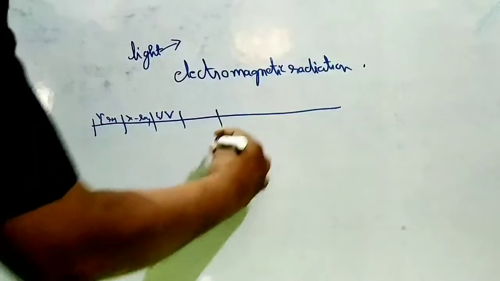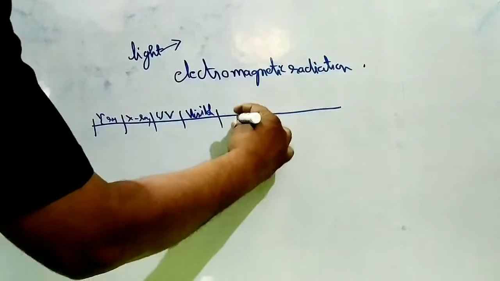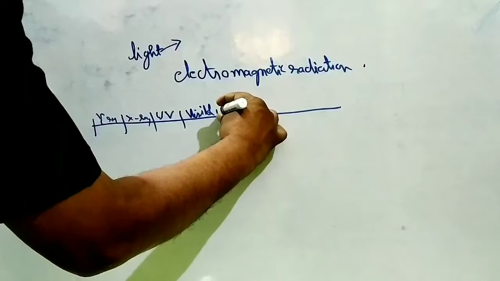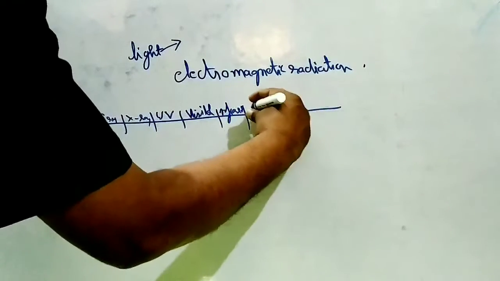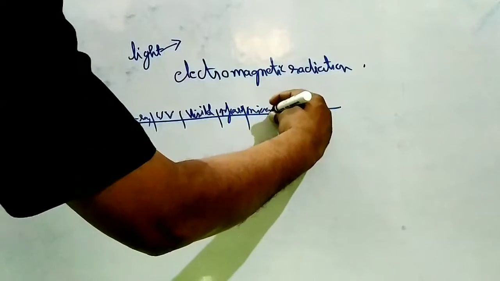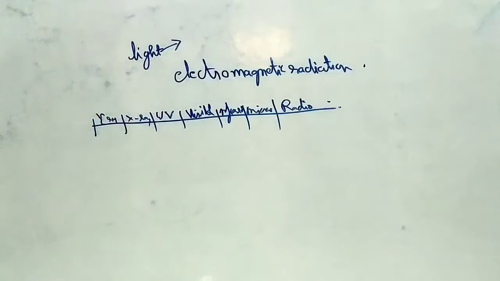After this comes visible light. Then comes infrared rays, microwaves, and then radio waves. This combination forms electromagnetic radiations.